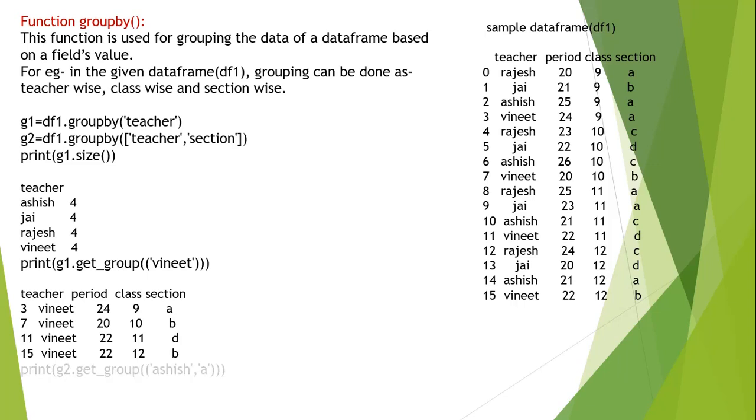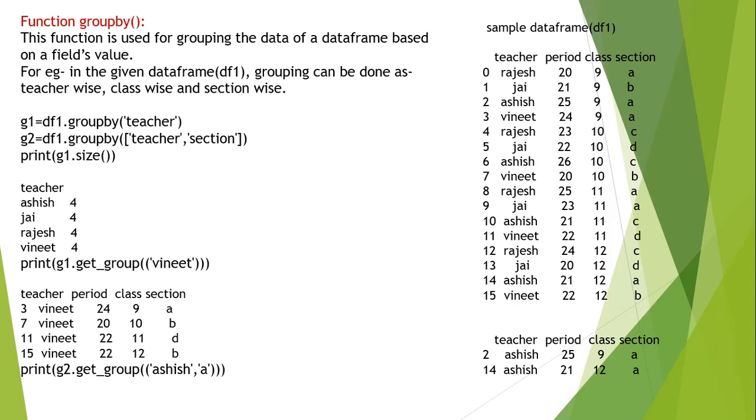Now let's move further. If you are going to write print g2.get_group('Ashish', 'A'), now see, here we have written g2, and g2 was grouped according to two columns, that is teacher and section. So let's see the output here. It has yielded somewhat like this: teacher with Ashish and Ashish.